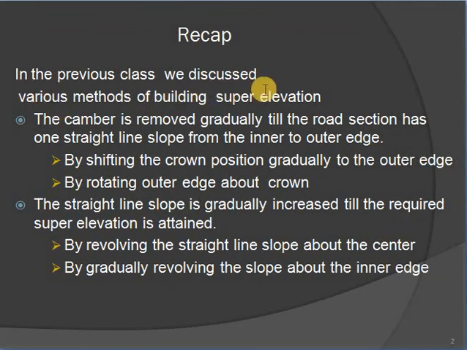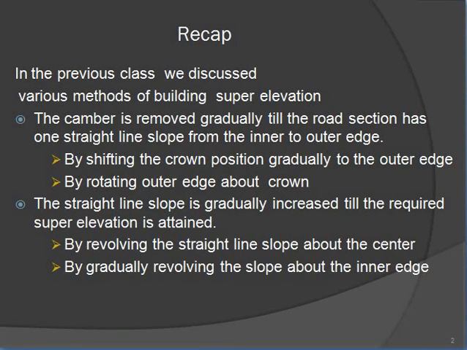In the previous class we discussed various methods of building super elevation. The camber is removed gradually till the road section has one straight line slope from the inner to outer edge, and by shifting the crown position gradually to the outer edge by rotating the outer edge above the crown. The straight line slope is gradually increased till the required super elevation is attained, by revolving the straight line slope above the center, or by gradually revolving the slope above the inner edge. So this is what we learned about super elevation in the previous class.